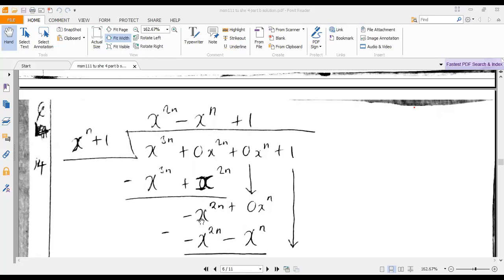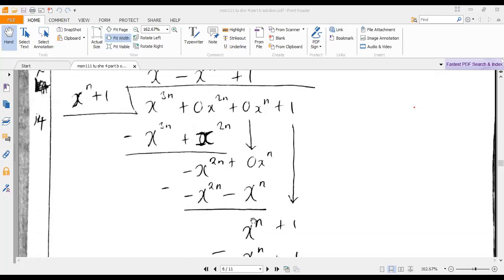This guy here will give you a 0 when you subtract, but this guy will give you a positive x to the power n. Now, if you have here 0 times x to the power n minus, open, there's a negative here, isn't it? So negative becomes positive, right? So that's why we're getting the x to the power n.